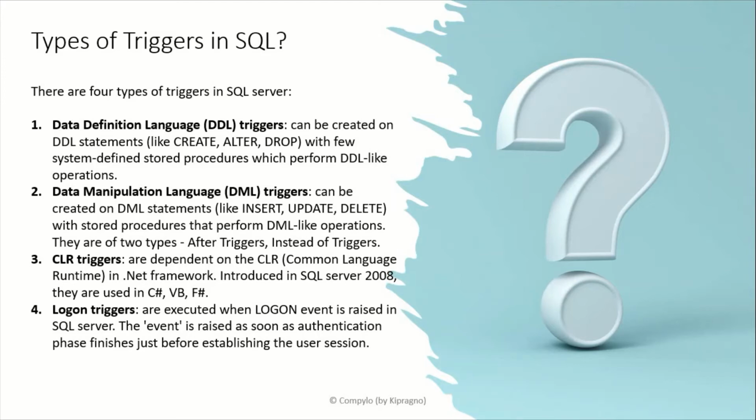So DDL triggers can be created on DDL statements like create, alter, drop with few system defined stored procedures which can perform DDL like operations. DML triggers can be created on DML statements like insert, update, delete with stored procedures that perform DML like operations. There are 2 types of DML triggers: after triggers and instead of triggers.